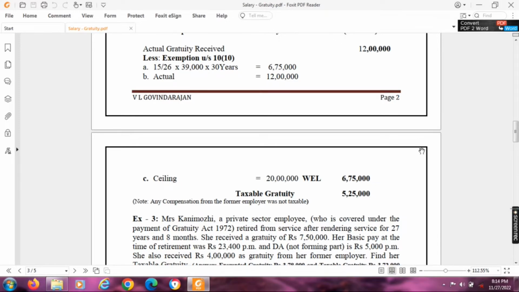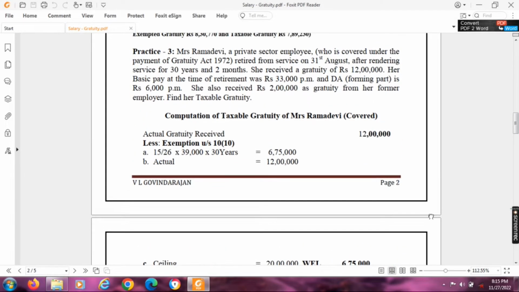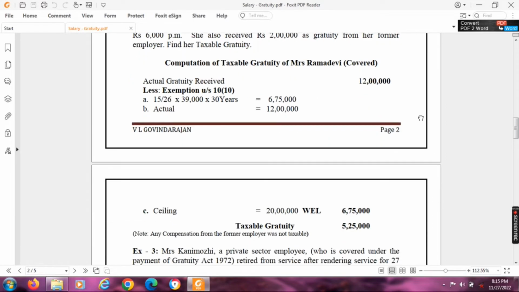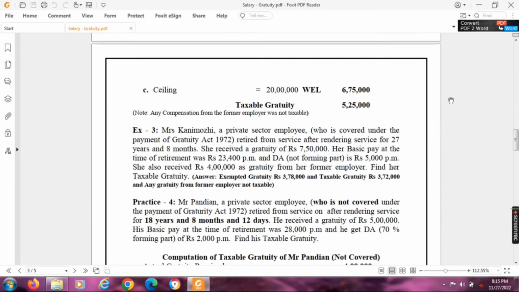Actual gratuity received 12 lakhs. Less exemption under section 10(10): 15 by 26th part into last drawn salary, basic 33,000 plus DA 6,000, totally 39,000, into completed years of service, amounted to 6,75,000. Or actual 12 lakh, or ceiling 20 lakh. Out of these three, whichever is least, 6,75,000 was exempted from the actual amount of 12 lakh. So balance 5,25,000 was taxable in the hands of Mrs. Ramadevi. In the same pattern, the listeners can practice exercise 3.